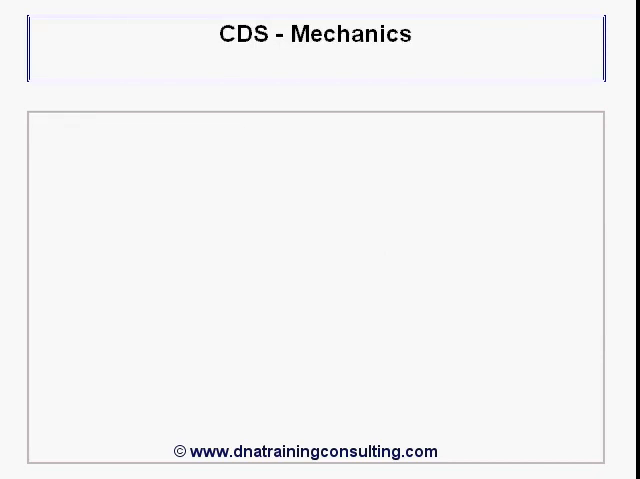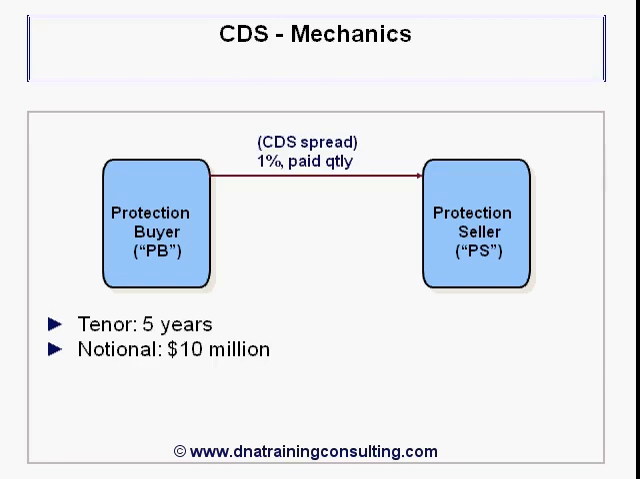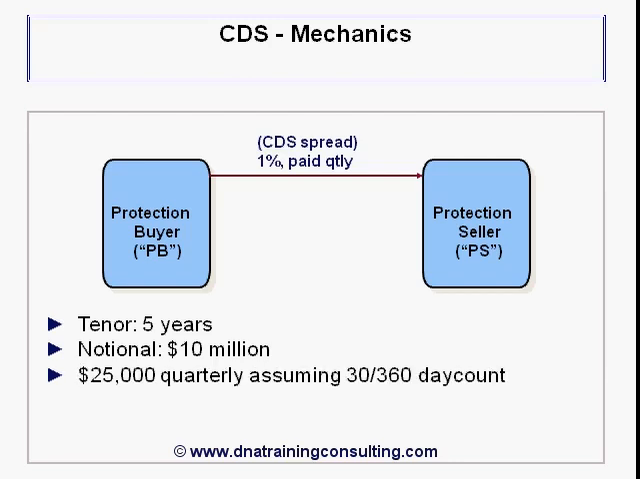The diagram appearing in front of you describes the principal mechanics of a fairly standard CDS. A protection buyer and a protection seller enter into a 5-year swap on a $10 million notional amount, under which the buyer will make quarterly payments to the seller equal to 1% of the swap notional annualized, or $250,000 per quarter, assuming a 30-360 convention is adopted. This 1% rate is normally referred to as the CDS spread, a term we will use throughout this discussion.